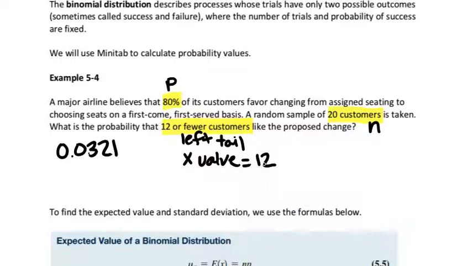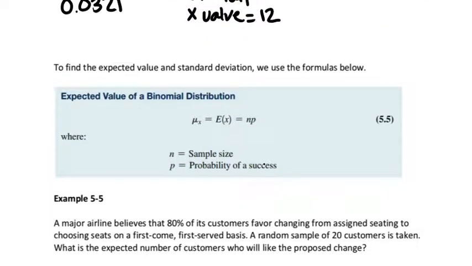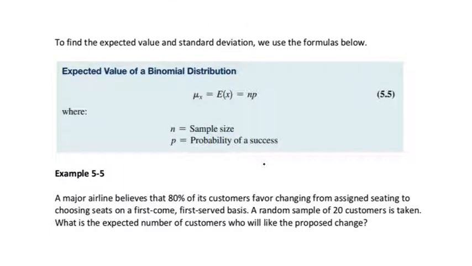So we use Minitab to calculate probability values. Some questions will instead ask us to find the expected value or the standard deviation. For those questions, we do not use Minitab, we use these formulas, and the formulas are pretty simple. For expected value, we do n times p, sample size times probability of a success.